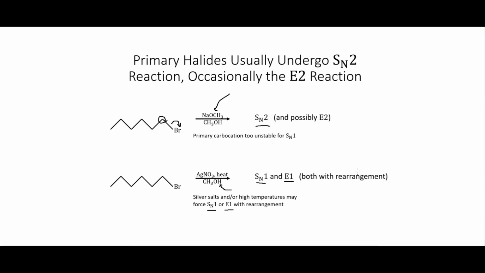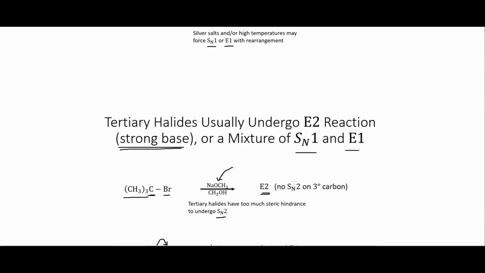So the primary halides usually undergo SN2 reaction with possibly the E2 here, and that's because the primary carbocation is too unstable for these unimolecular mechanisms here. But if we get rid of that strong base and add the silver nitrate and the heat here, we can try to force the unimolecular mechanisms here with rearrangement.